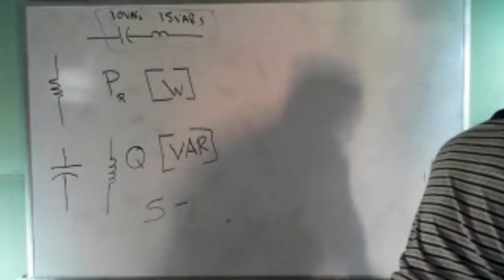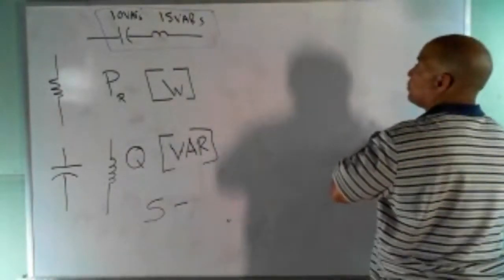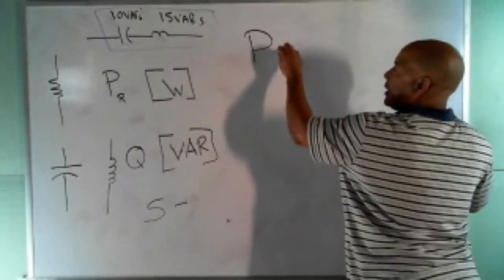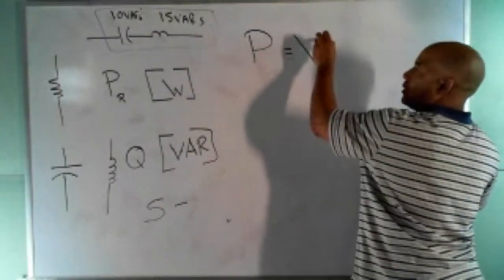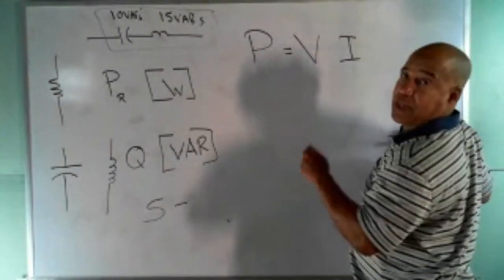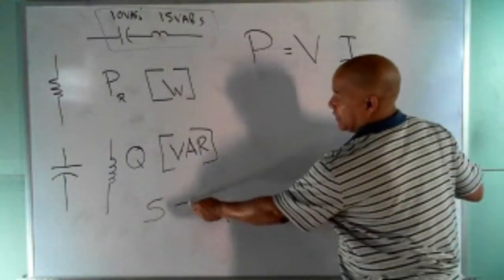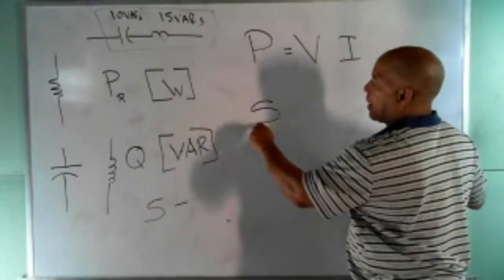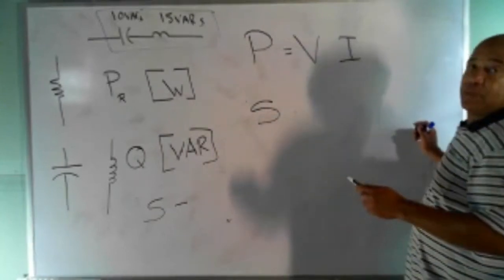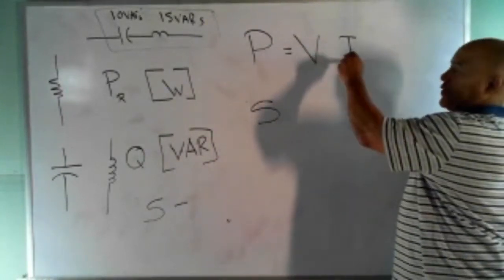In DC, the total power is equal to the voltage times the current. In AC, the total power is called the apparent power, S. In AC, to get the apparent power, you have to use the power triangle. You just don't multiply these two.